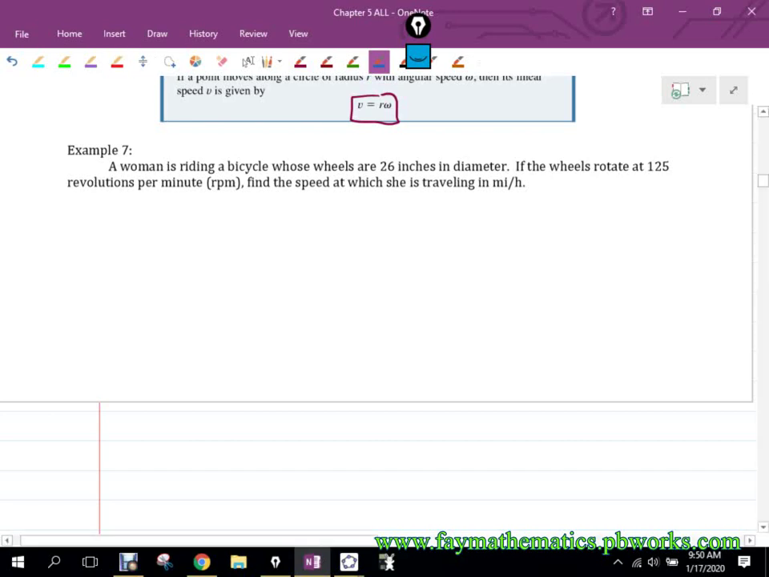All right, so a woman is riding a bicycle whose wheels are 26 inches in diameter. That's where they catch a lot of people: do I ever need diameter? Divided by 2, so I need 13 inches here for my radius. It says the wheels rotate at 125 revolutions per minute. That tells me what theta is. Remember, theta is 2 pi times revolutions, right? So 2 pi times 125 equals 250 pi radians, correct? Does that make sense, everybody? We cool on that?